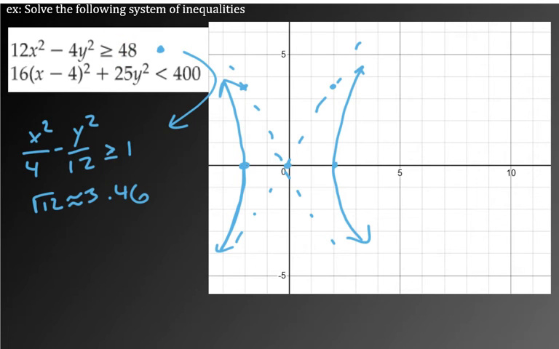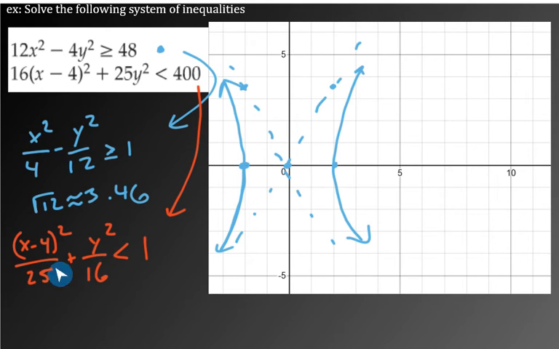Okay, so for the other one, we can see it's going to be an ellipse because these are different numbers and they're both positive. The center is 4, 0. This one is going to have to be dotted, okay? So I'm going to go ahead and just simplify that one a little bit. I think I'll just do this down here.